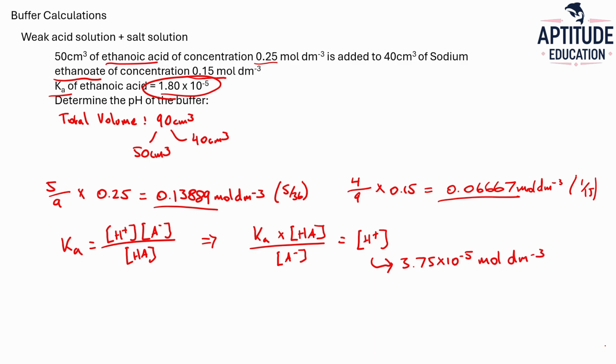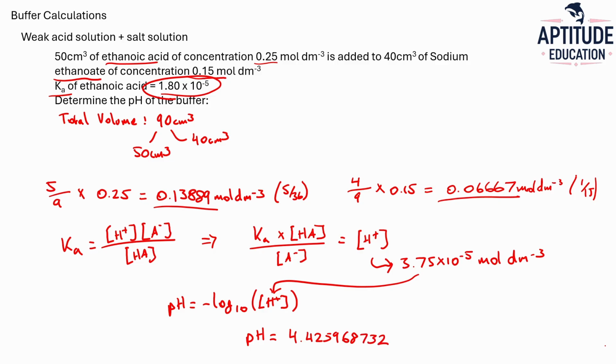And from here, it's very simple to work out the pH, because I know pH is equal to minus log base 10 of the concentration of H plus. So I'll just plug this number into our formula, and that will give us a pH of 4.425968732. And I'm going to round that to the same significant figures we find in our question, which is 2. So I'm going to round that to 4.4, and it's that simple. So when the scenario involves a weak acid solution and salt solution to make our buffer, you need to work out the new diluted concentrations, work out the concentration of H plus in our solution, and then you can work out the pH from there.